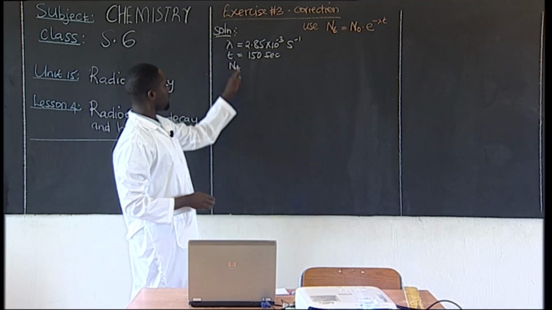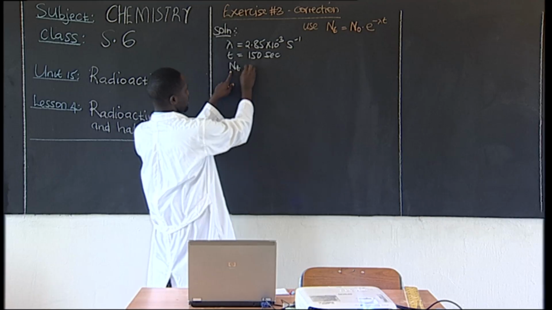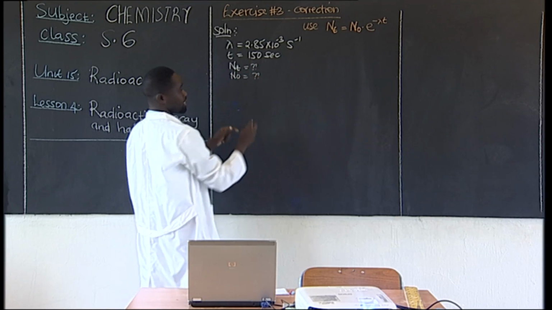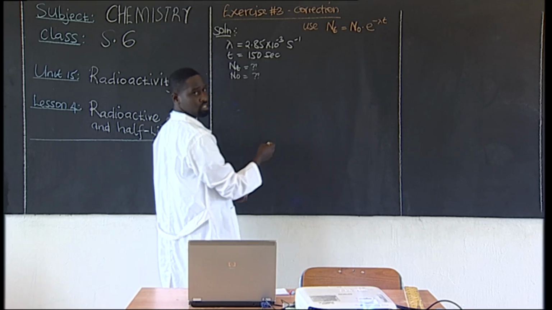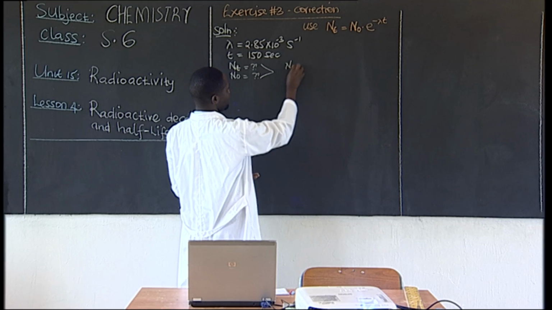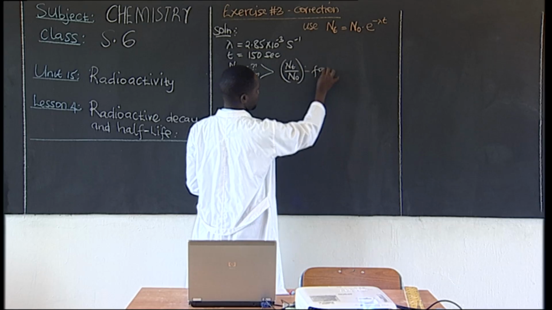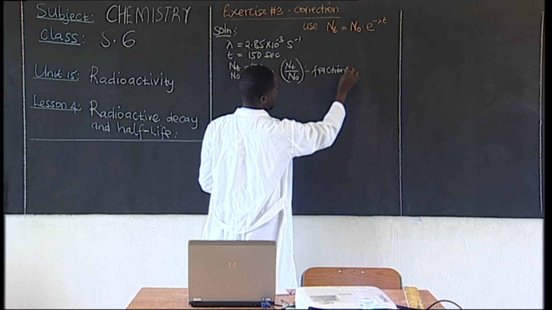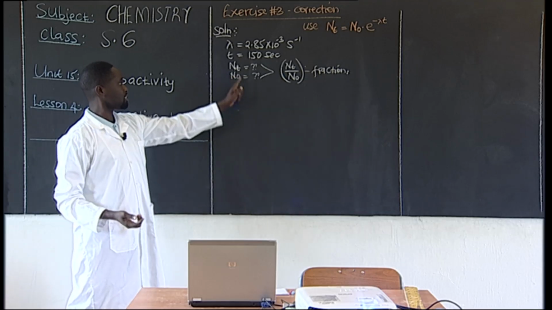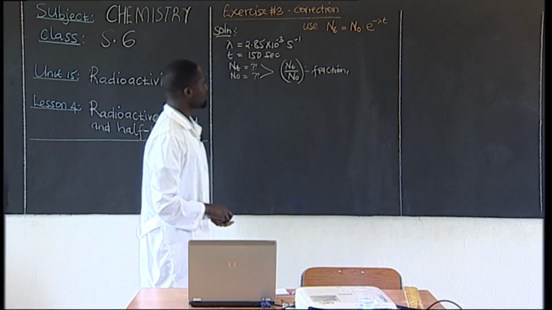So what do we have? We have lambda, we have time, but NT and N naught we don't have. According to the question, it is asking us to determine the fraction, indicating these will combine to form NT over N naught. This is the fraction we are asked to determine, indicating we don't necessarily need their values.